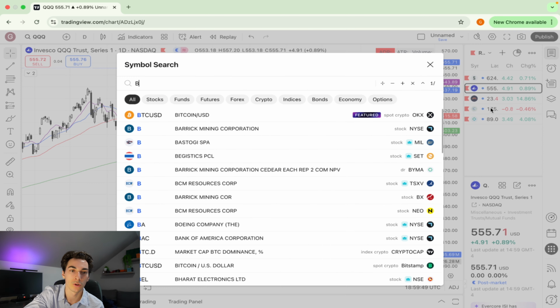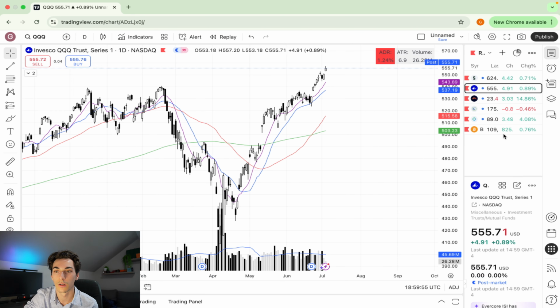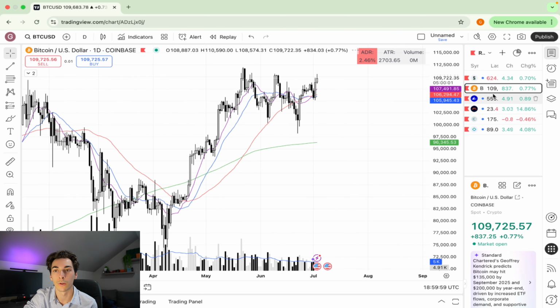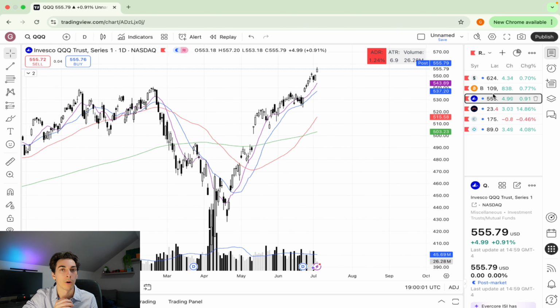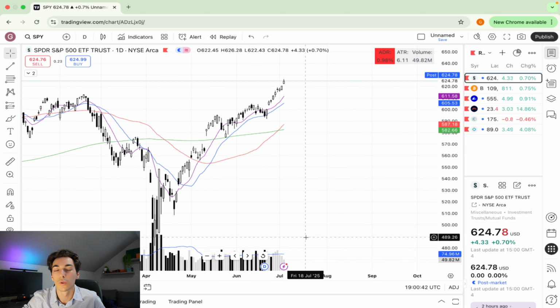and I also add Bitcoin. For example, this one. So I have SPY, Bitcoin, and QQQ as overall market indicators. My favorite one is SPY. This is the S&P 500 Trust. This is basically the 500 biggest companies in the United States. So it's pretty much a good representation of how good companies are doing, and it drives market health.